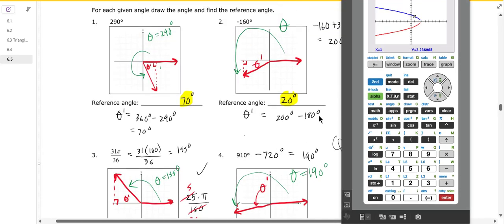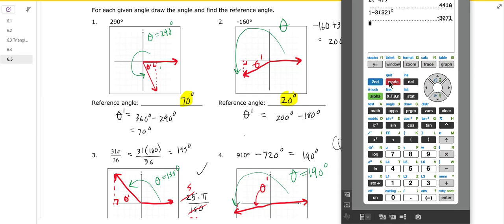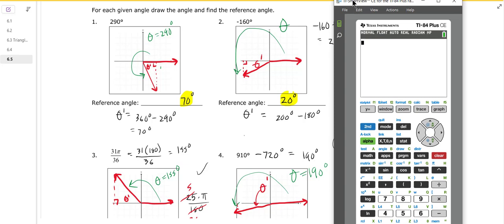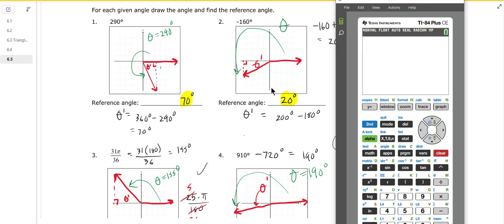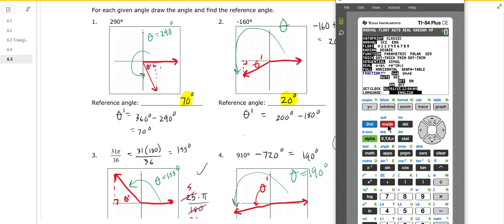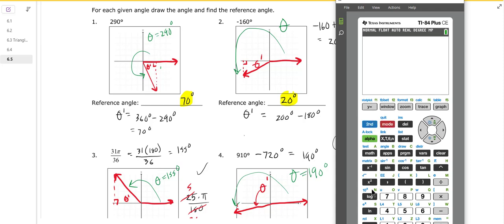Just kind of backing up on this previous problem and showing you something on the calculator, because this is why reference angles are kind of important. If you look at problem number 1, let me make sure that I am in degree mode. Yeah, so let me put myself in degree mode. Okay, so if I just picked a trig function, I'm just going to use the sine on all these. So the sine of 290 degrees would give you some decimal value.